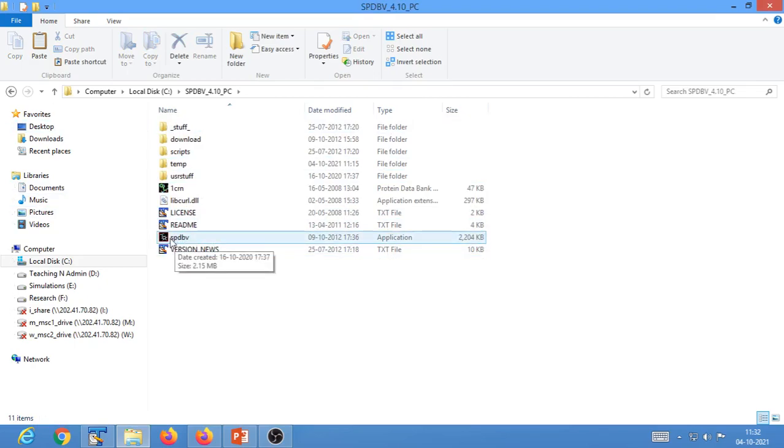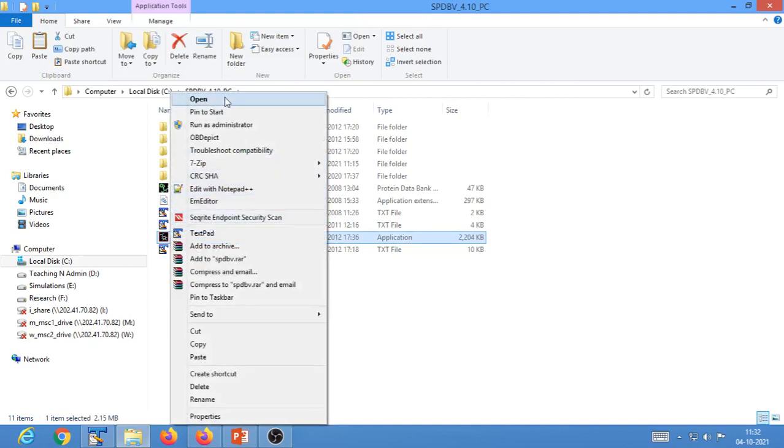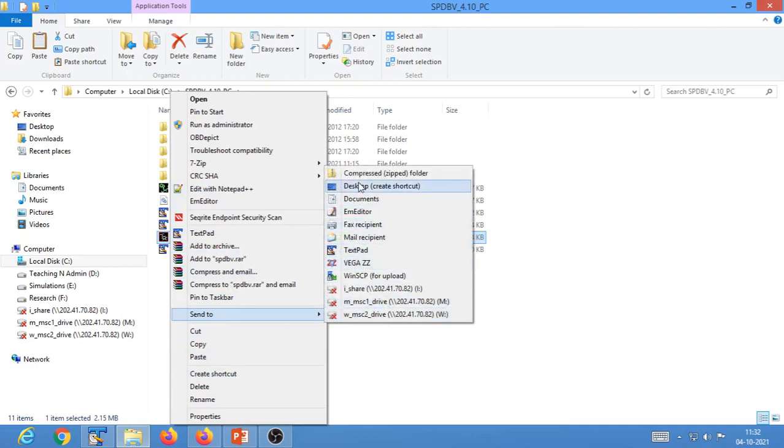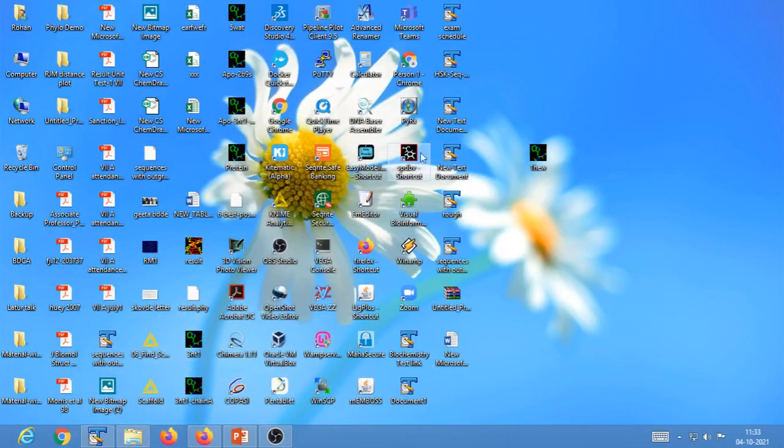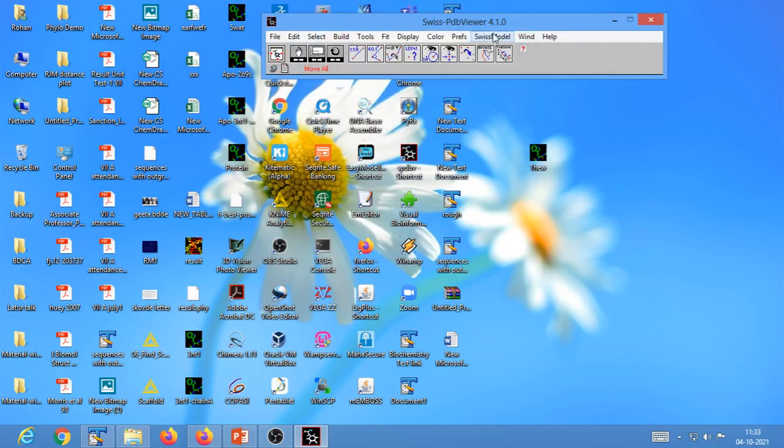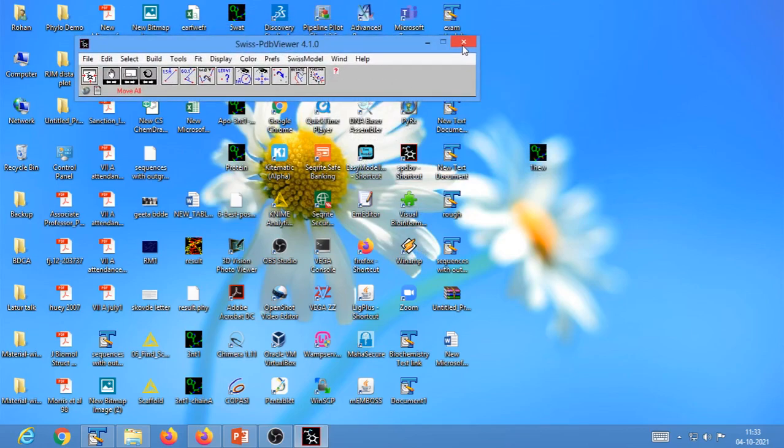So what you can do is right click and send it to desktop, so that in this way you would create a shortcut to this particular application on the desktop. If you use send to desktop, you would create a shortcut. If you do this you would get an icon on your desktop something like this, and we would be calling this SPDBV from our desktop every time we work. Okay, so this is how you install your SPDBV.